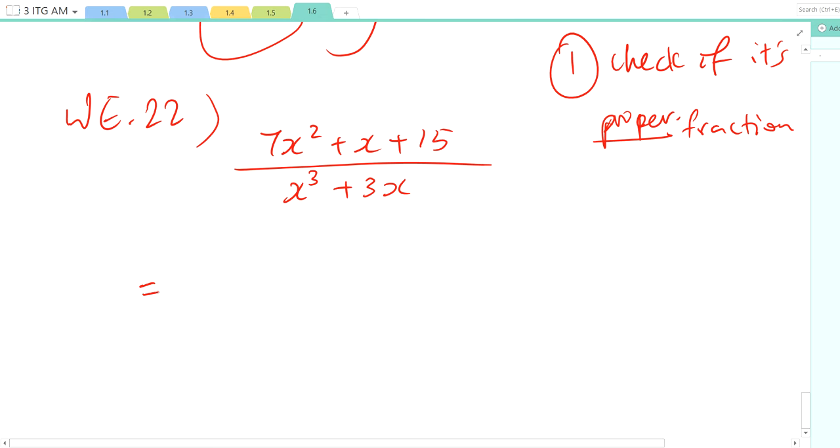So is this a proper fraction? Yes, very good. Next step, I need to factorize the denominator so that I know what my partial fractions are going to look like. Right now, it's just one whole chunk, x cubed plus 3x. Can you factorize that? A Sec 1 student can factorize it. So don't think too much. How do you factorize it? Take out x. So x squared plus 3. Agree? That is in my denominator. So 7x squared plus x plus 15.